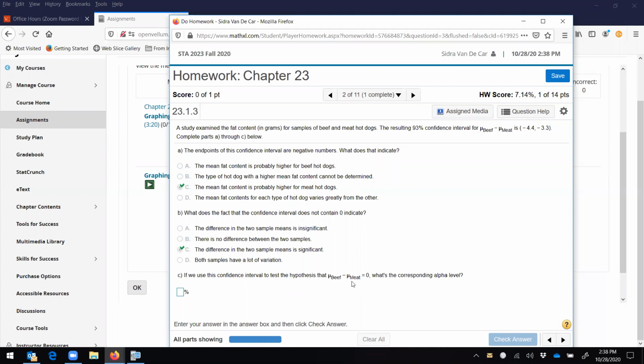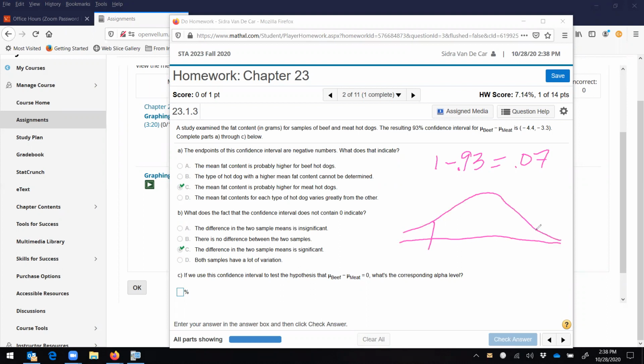If we use this confidence interval to test the hypothesis, what's the corresponding alpha value? Well, this is a 93% confidence. So if I do 1 minus 0.93, that's 0.07. Now remember, with the confidence interval, that's like a two-tailed test with the 0.93 in the middle. So the 0.07 is split on the outsides, so half of it.